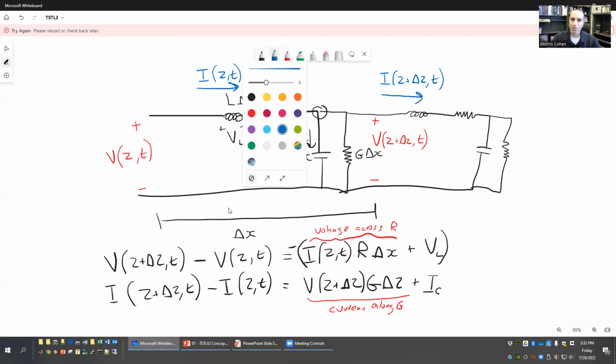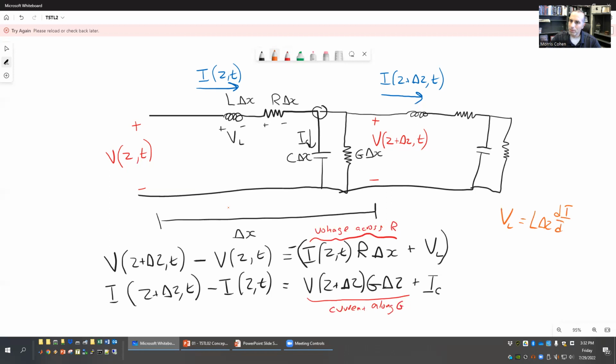All right, let me get a different color for that. How about orange? All right, we also know that VL equals L times delta Z times dI dt. And we know that I across the capacitor equals C times delta C times the derivative of voltage with respect to time. So we can substitute these two things in here, right? The VL and the IC are going to substitute in there.